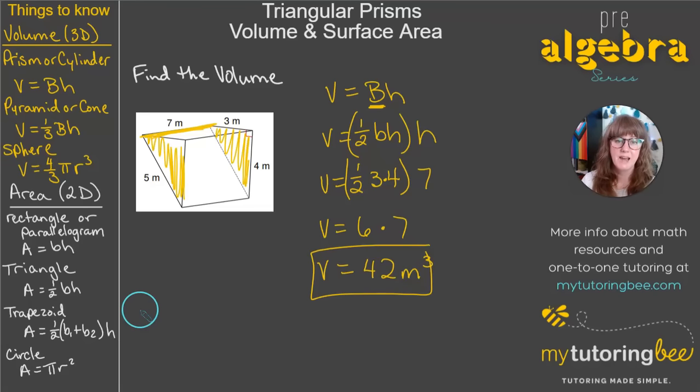Coming up next, I have a video on the volume and surface area of cylinders, which are just a prism, but with a circular base. So we give them a special name called cylinders. But that's what's coming up next.